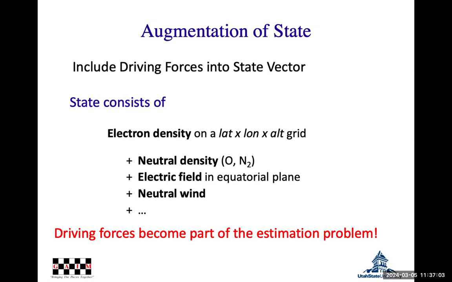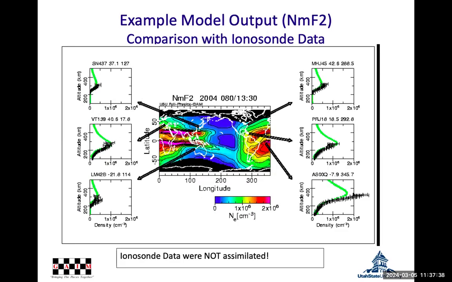For example, you might solve for the F10.7 centimeter flux as a proxy for the solar EUV. And so we're augmenting the state, and with that, the driving forces become an integral part of the estimation problem. Now, the physics over time will create the covariances between the driving forces and the electron densities, and that's then used to infer the drivers out of the ionospheric observations. I'd like to show you the example in a second, but I first show you an example.